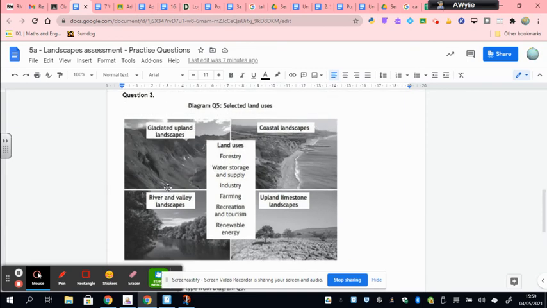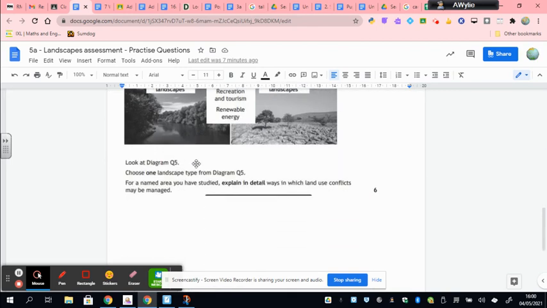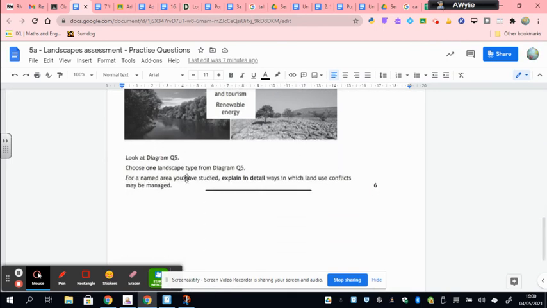Now, by the end of the course, you will have also looked at coastal landscapes, and you'll have established some possible conflicts in a coastal landscape. But the one that you would always choose will be our main case study, Loch Lomond and the Trossachs. So that would be the first thing you write: Loch Lomond and the Trossachs. What you now need to do is explain ways in which land use conflicts can be managed.